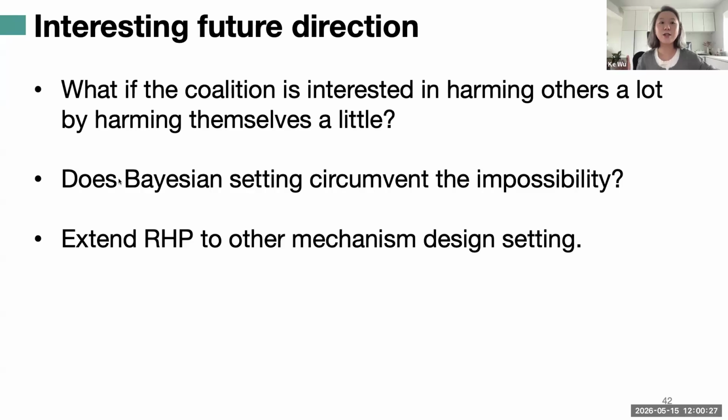And second, does the Bayesian setting help circumvent this impossibility? Currently, we're assuming everything is exposed. You see all other users' bids before you make your own move. Does the Bayesian setting help circumvent this impossibility? And third, although we started rational harm proofness specifically for transaction fee mechanisms, I think it captures a broader type of protection for honest parties, and we should be able to extend it to other mechanism designs as well.